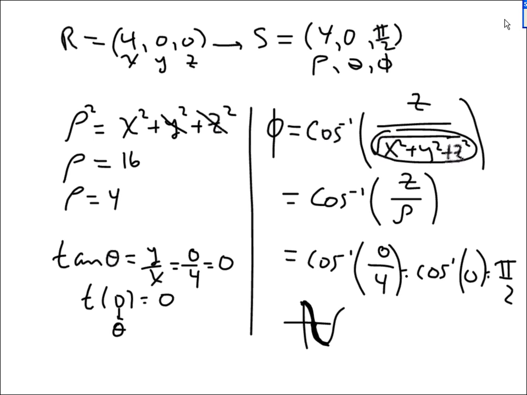Just know the transformations. Know that rho squared is x squared plus y squared plus z squared. R squared is x squared plus y squared. You need to know these things like you know your name. Rectangular is -2, 2 square root of 3, 4. Again, we want spherical, which is rho, theta, phi.